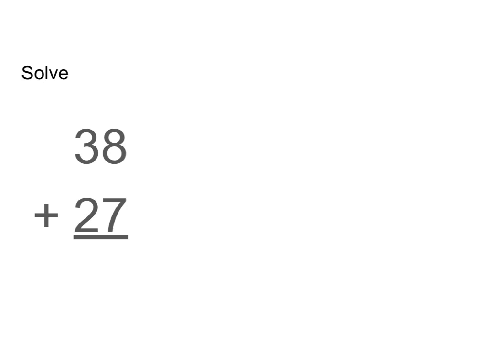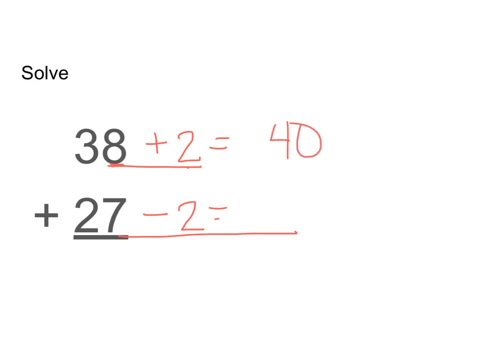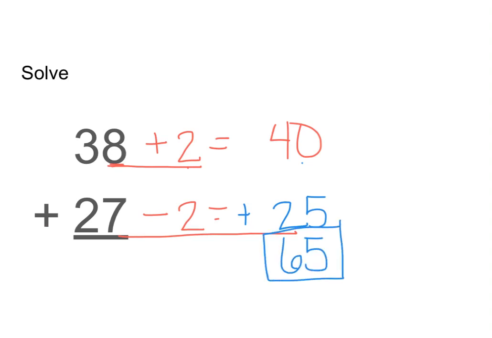All right, 38 plus 27. Well, 8 is closer to the next 10, so I'm going to add 2 because 8's partner is 2. If I add 2 there, I have to subtract 2 there. 38 plus 2 equals 40. 27 minus 2 is 25. So 40 plus 25 is 65.